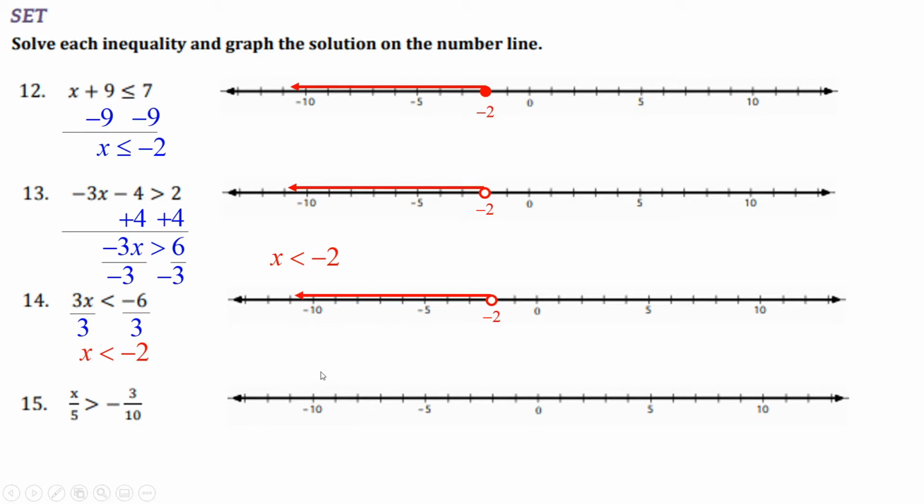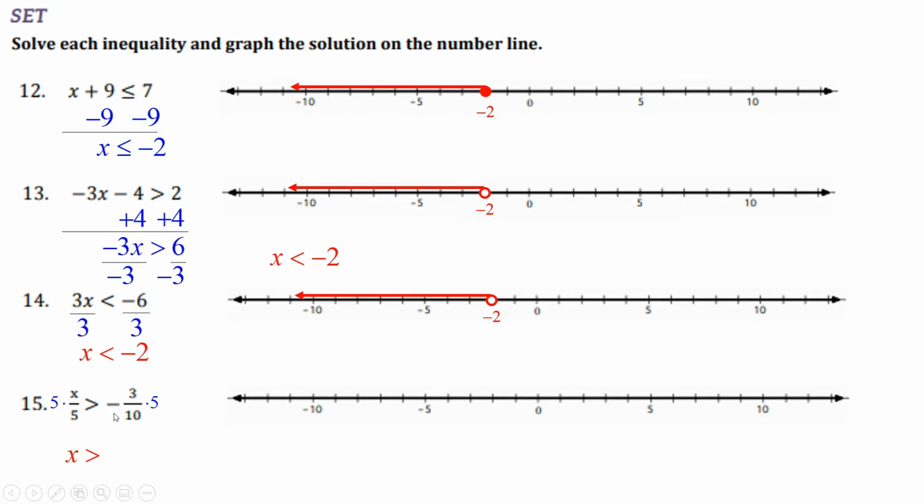Wow. All right, number 15. Well, if I'm going to isolate this, x is being divided by 5. So how about we just multiply both sides by 5? And that will not affect our inequality. And on the left, these 5's cancel, leaving the factor x is greater than. Now, let's see if we can do this without a calculator.